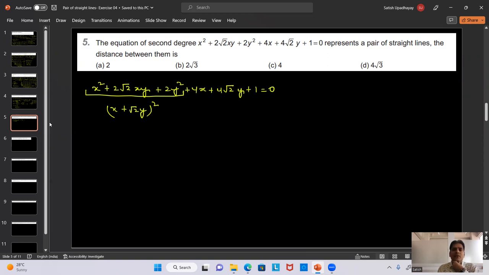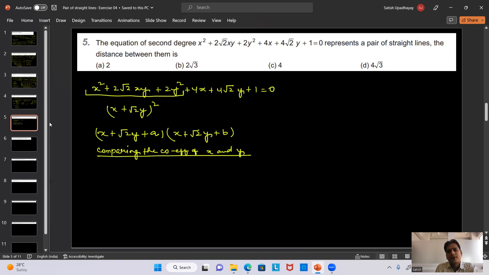Now, how can we write the equation of a straight line individually? We write it as x plus root 2y, I'm assuming a constant a, okay? And here I'm writing x plus root 2y plus b. And that will represent this equation. So if we compare the coefficient of x, what is the coefficient of x from these two factors? It will be a, when this term gets multiplied with x, and b, when this b gets multiplied with this x. So the coefficient of x will be a plus b.